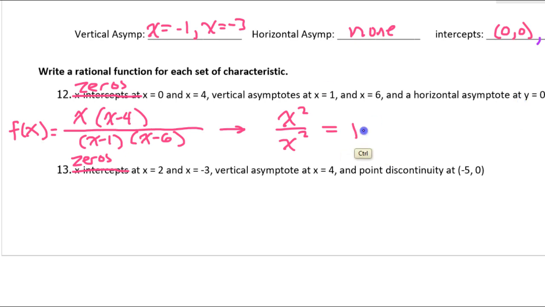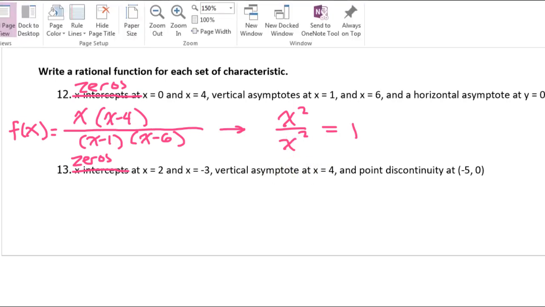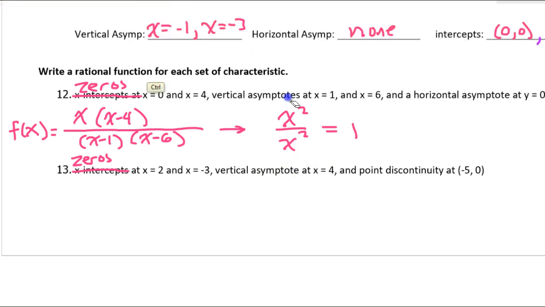Okay, so if I want to end up with 0, I need more x's in the denominator. So for example, say if I had x to the 3rd power in the denominator, okay, then that would give me 1 over x. And then this would approach 0, which would give me a horizontal asymptote of 0.